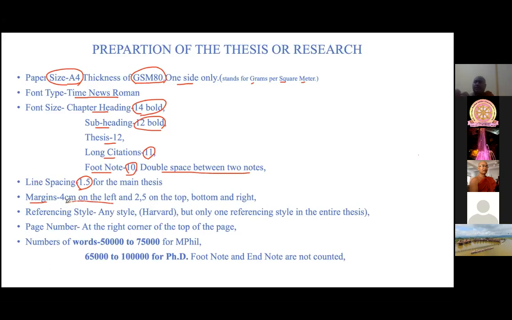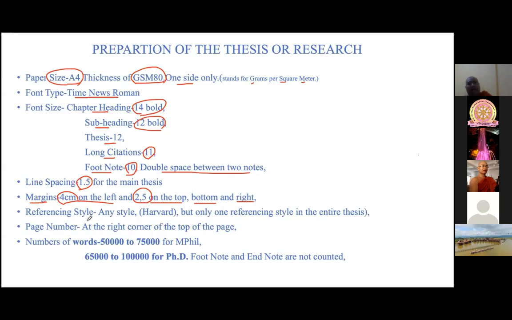some space will be lost. So the left side will be 4 centimeters, and then 2.5 centimeters on the top, bottom, and the right side. The left side is 4 centimeters because some space will be lost when you bind your thesis into a book. Therefore, the left side will be 4 centimeters, and on the top, bottom, and right, 2.5 centimeters.